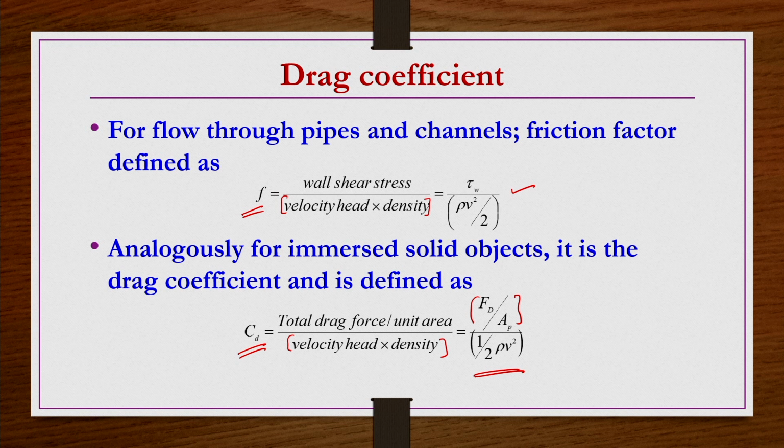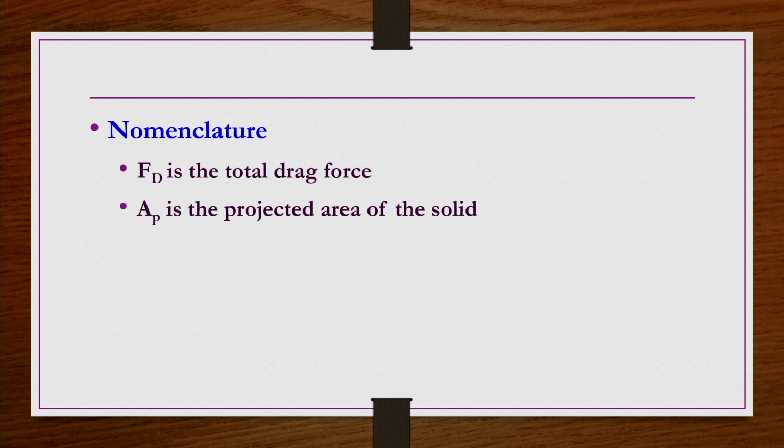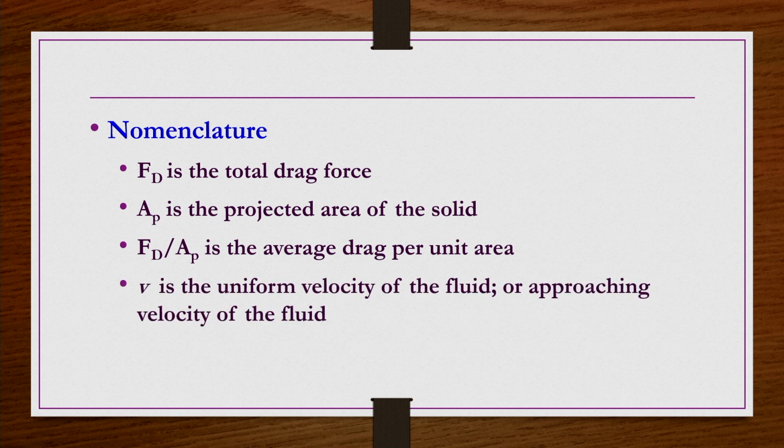Now we see the nomenclature, what is FD, what is AP, V, etc. FD is the total drag force that the fluid is exerting on the solid object, and AP is the projected area, which we are going to see now, and then FD by AP is the average drag per unit area of the surface, and V is the uniform velocity of the fluid, or the approaching velocity of the fluid, and rho is the density of the fluid.